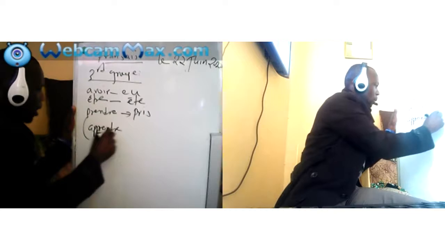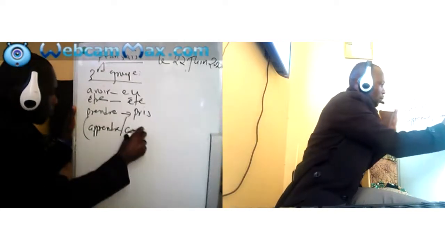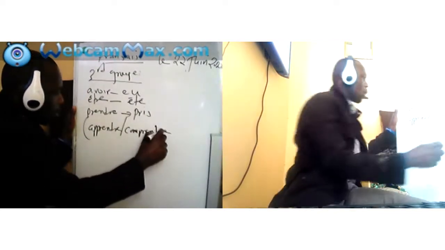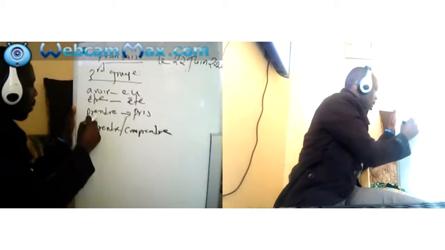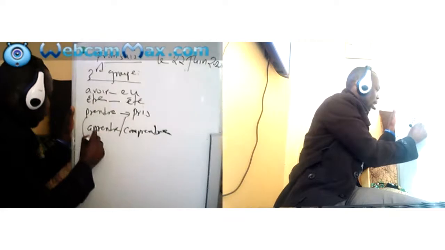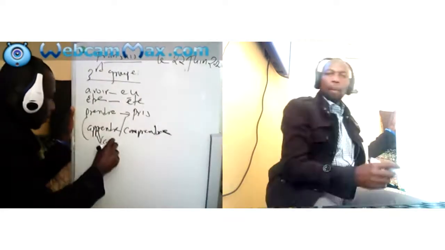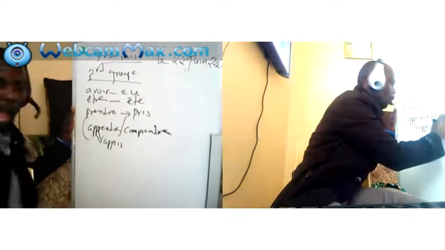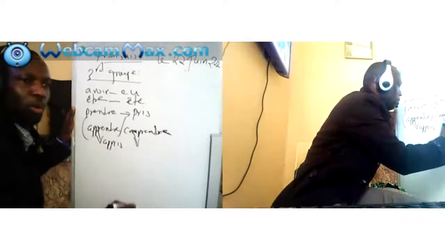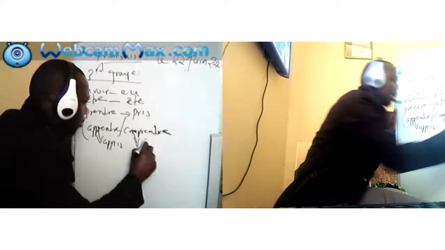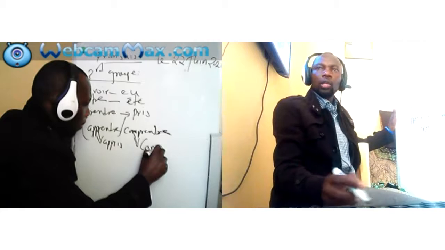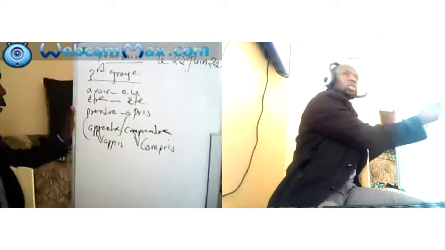Apprendre, comprendre. So the past participle of prendre is pris. The past participle of apprendre is appris. The past participle of comprendre is compris. Note that. So prendre is to take.